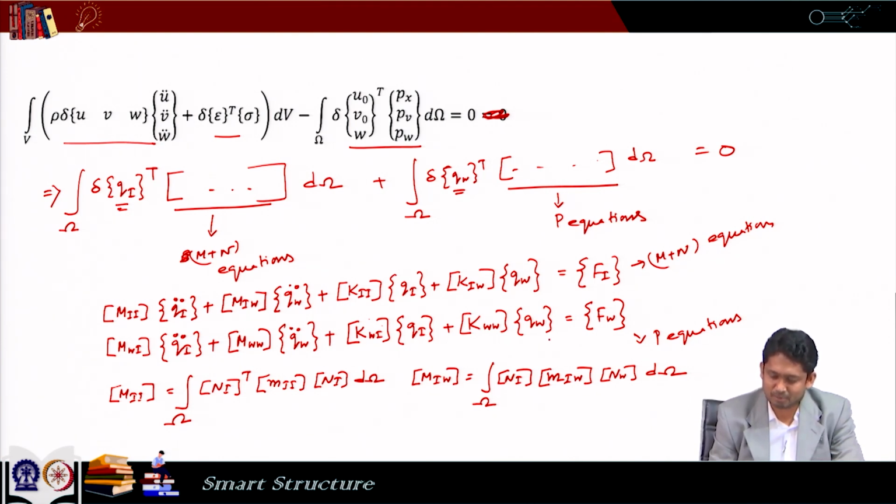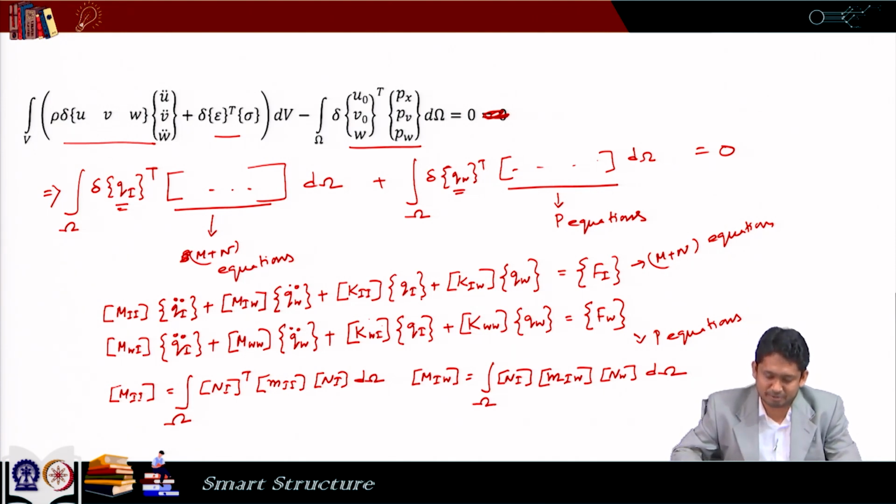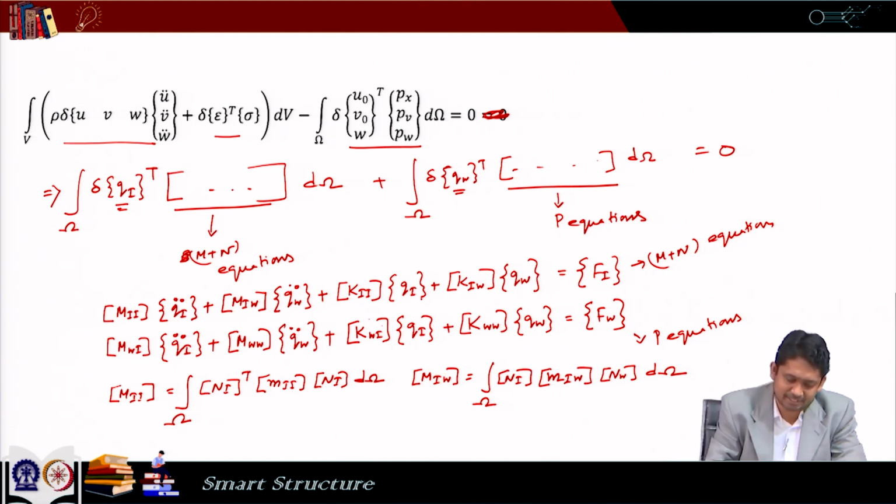Similarly, if the load is applied purely along the z direction, in that case also we can just solve MWW QW double dot plus KWW QW is equal to FW. But if the laminate is not symmetric, in that case the B matrix exists, and if the B matrix exists, then these coupling matrices KIW and KWI remain non-zero, and when they are non-zero, then even if my load is purely in plane, it will induce out of plane deformation, or if the load is purely out of plane, it will induce in plane deformation. In that case, the entire system has to be solved.